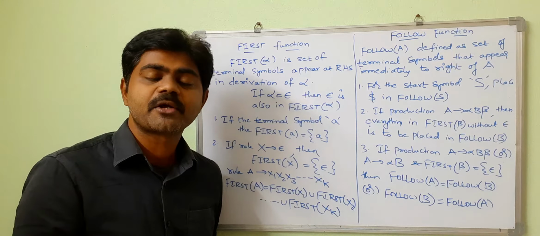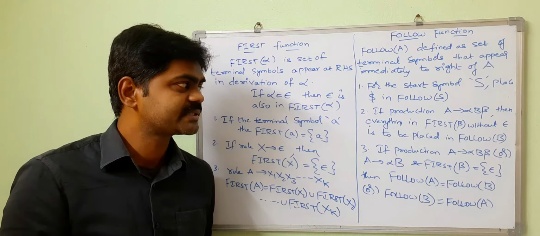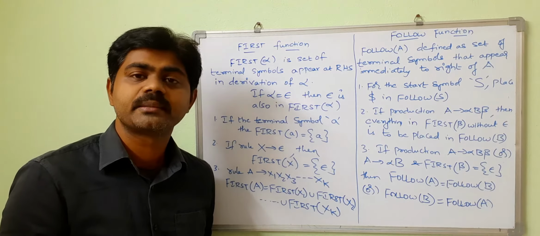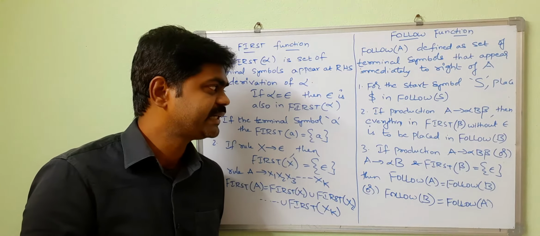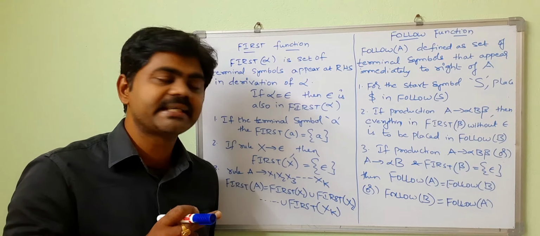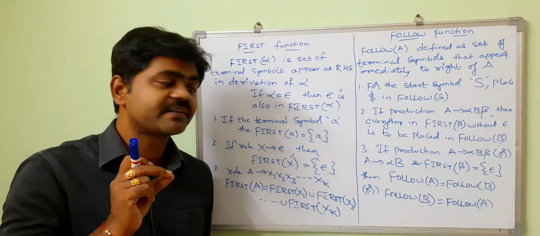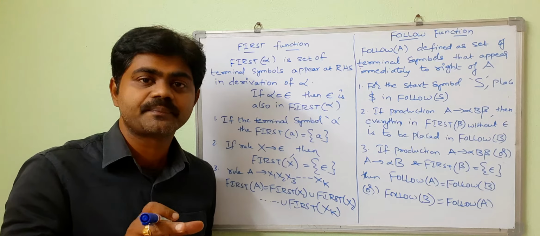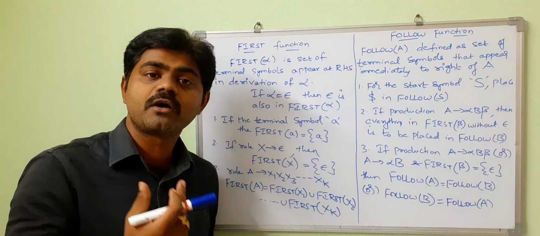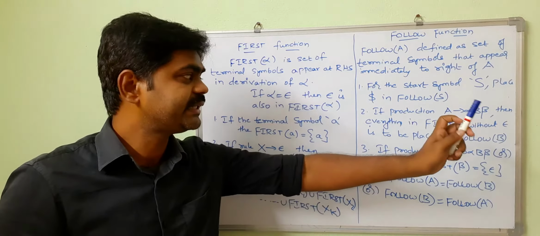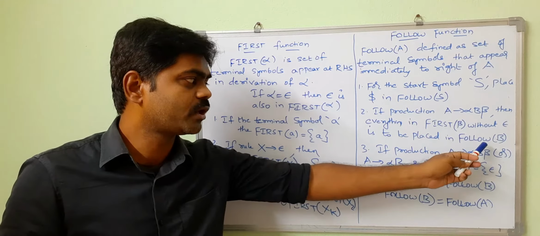Next, if there is a production A tends to alpha B beta, where alpha and beta are grammar symbols and capital B is a non-terminal, then everything in first of beta, and the rule is very clear here, everything in first of beta without epsilon, is to be placed in follow of B.